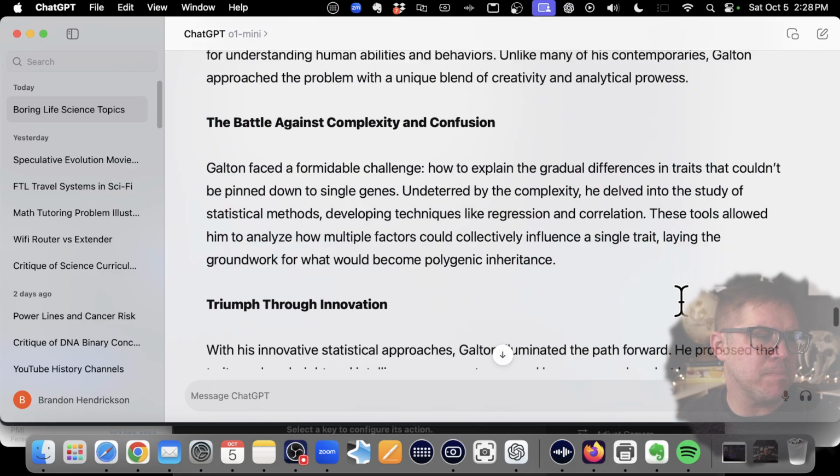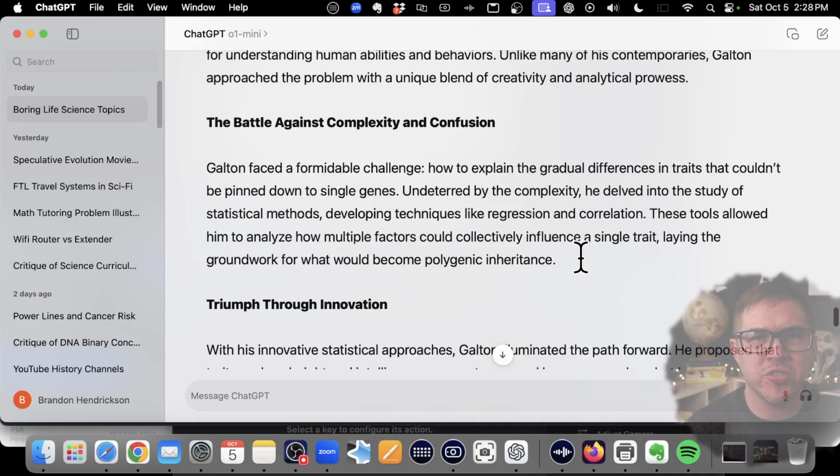The battle against complexity and confusion. He faced a formidable challenge: how to explain the gradual differences in traits that couldn't be pinned down to single genes. Undeterred by complexity, he delved into the study of statistical methods, developing techniques like regression and correlation. These tools allowed him to analyze how multiple factors could collectively influence a single trait, laying the groundwork for what would become polygenetic inheritance.